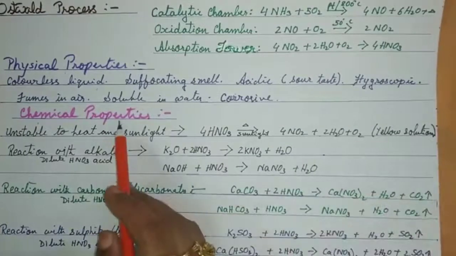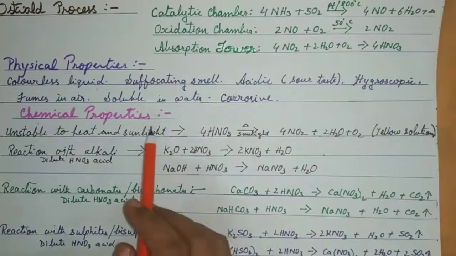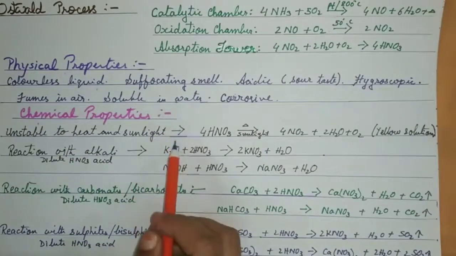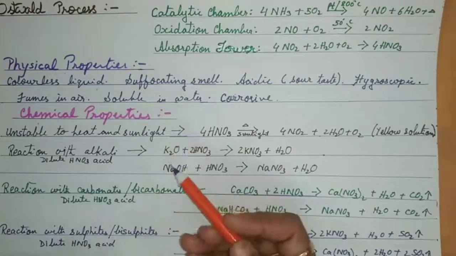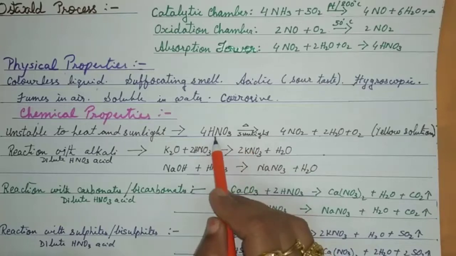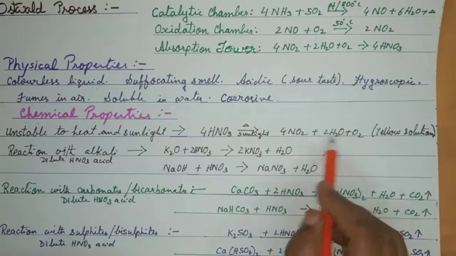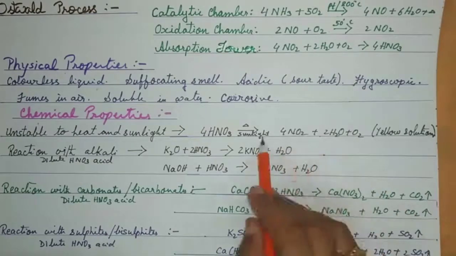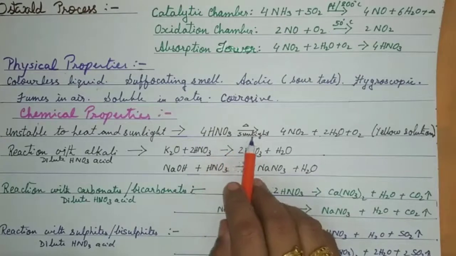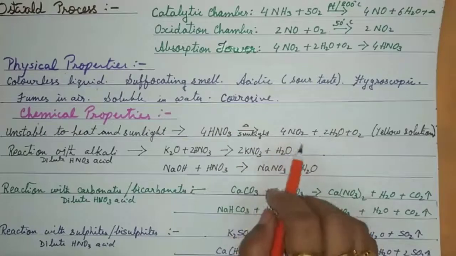Coming to the chemical properties, it is unstable to heat and sunlight, which we discussed just now, that nitric acid, even being colorless, gives a yellowish color because it can be dissociated quickly in heat and even in sunlight. So nitric acid can give you nitrogen dioxide, water and oxygen, thus making the solution yellow. Therefore, it is preferably kept in colored bottles in dark places so that dissociation is not taking place much.